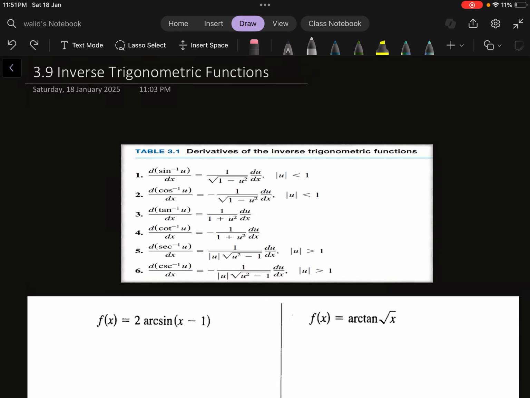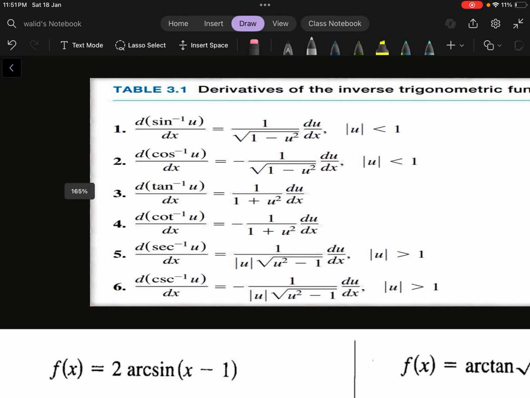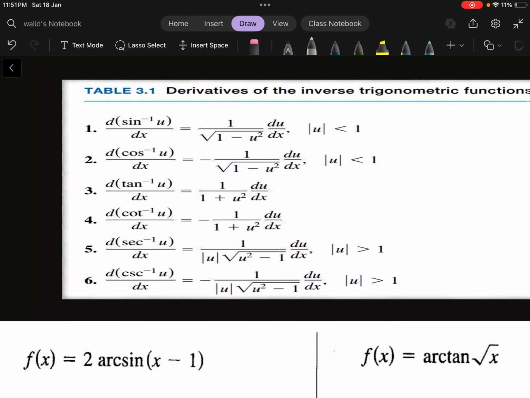Beginning of the lesson, I would like to tell you that the inverse can be written in two forms. If we are talking about the sine, the inverse of the sine can be written as sine to the power negative 1 of x or arc sine x, even though I prefer the first one. The rules are listed here, and also I would like to rewrite them in another form.